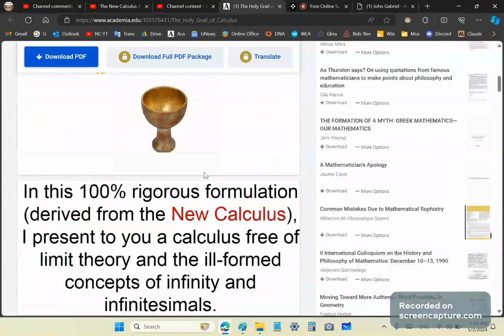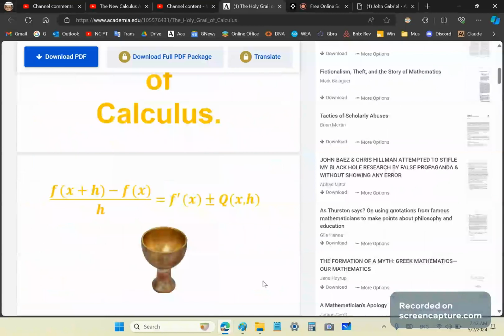So in your calculus, your mainstream calculus, when you say something like, let me just get a pen here. Slightly.